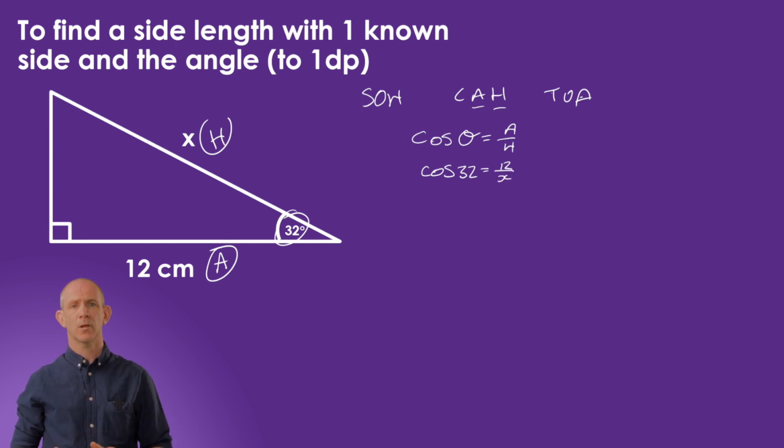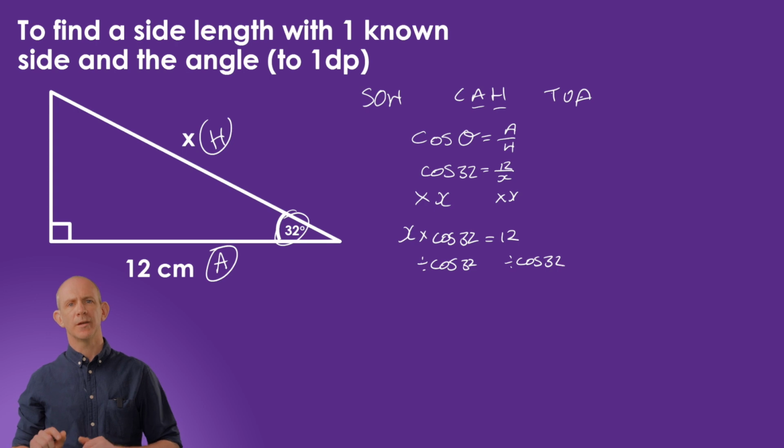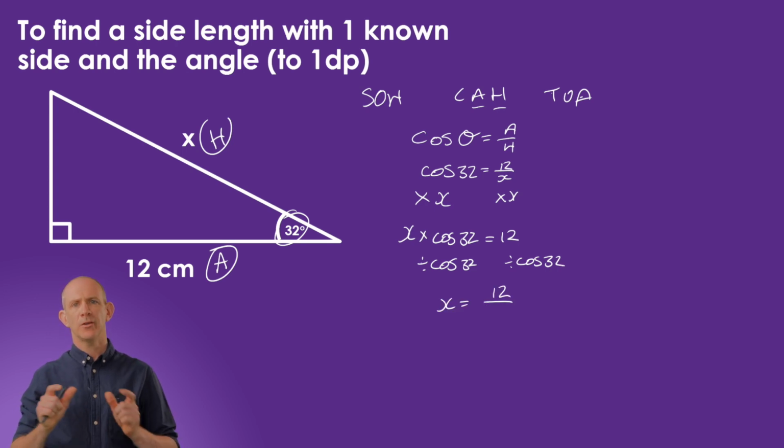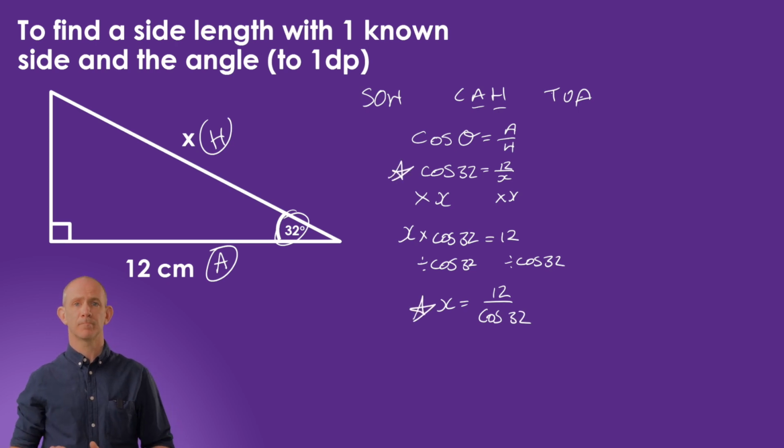There is a shortcut here, but let me show you the work behind it. To get x on its own, we're going to first multiply both sides by x to get x times cos 32 equals 12, and then divide both sides by cos 32 to get x on its own equals 12 over cos 32. What we've done is simply swap the variable x for the cos 32. And those are the steps you can jump to get straight here from the original setup.